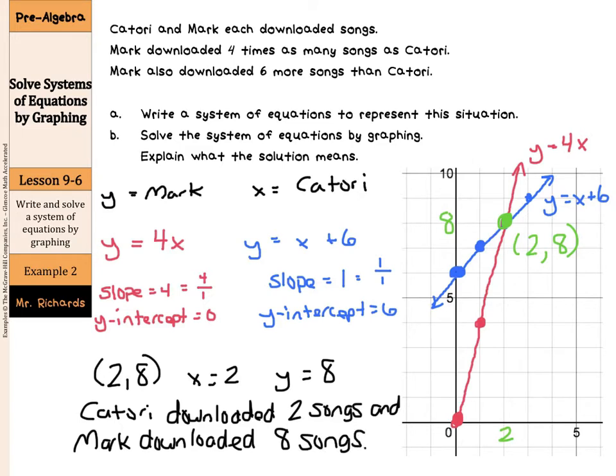And even if we were to do a quick check, Mark downloaded 4 times as many songs as Katori. Well, Katori was 2, times 4 is Mark's 8. And also 6 more songs. Well, Katori was 2, or 2 plus 6 is 8. So we can write systems of equations for real-world situations and solve them by graphing.